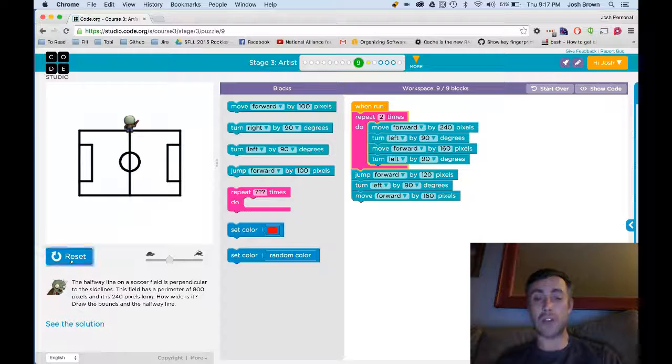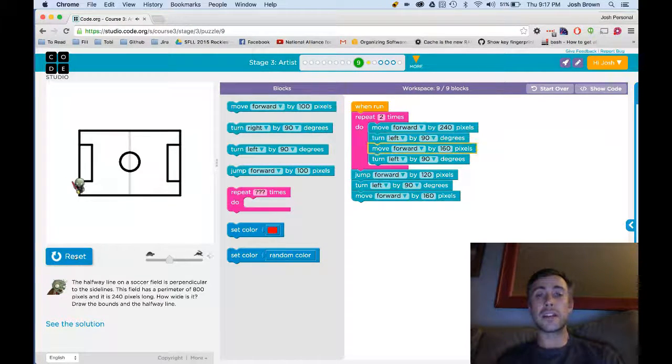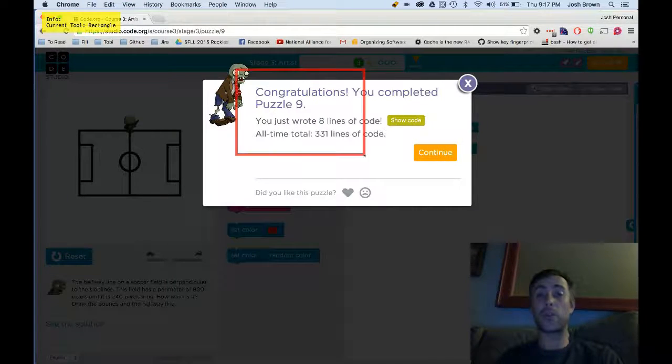So now let's try reset, and let's run it again. And you'll notice that it drew the rectangle and the midway point, and it only used 8 lines of code, which is what they were looking for.